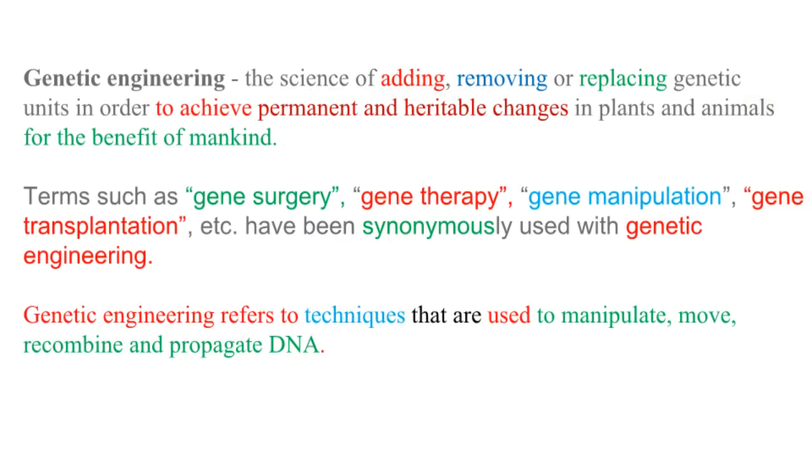Genetic engineering is the science of adding, removing or replacing genetic units in order to achieve permanent and heritable changes in plants and animals for the benefit of mankind. Terms such as gene surgery, gene therapy, gene manipulation, gene transplantation, etc. have been used synonymously with genetic engineering. Genetic engineering refers to techniques that are used to manipulate, move, recombine and propagate DNA.